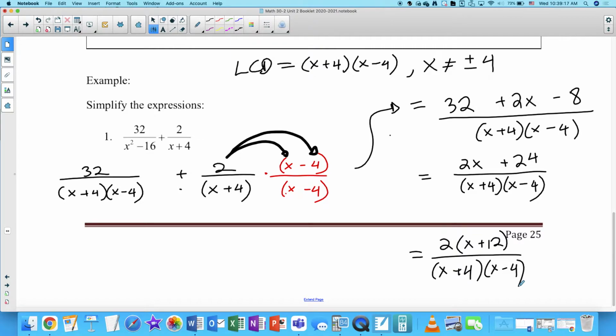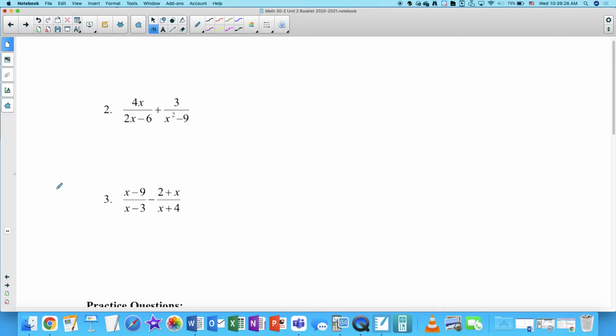If you can see in your head, oh, nothing's going to simplify there, that's fine. But go through that thought process. Okay, let's try a couple more.